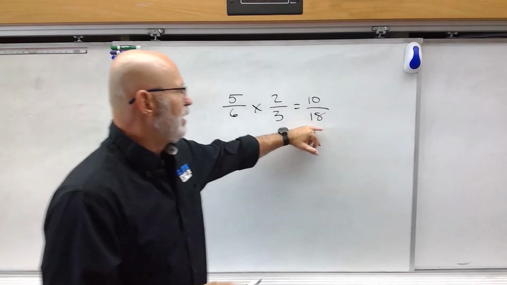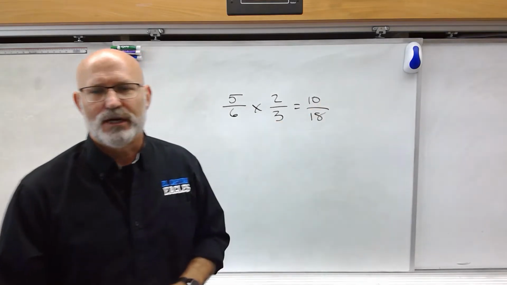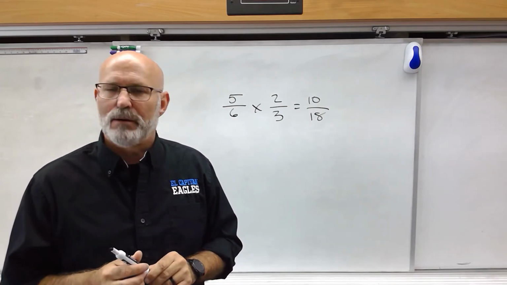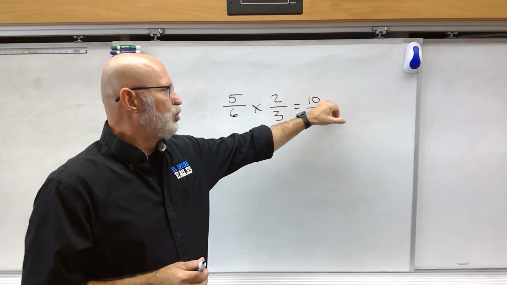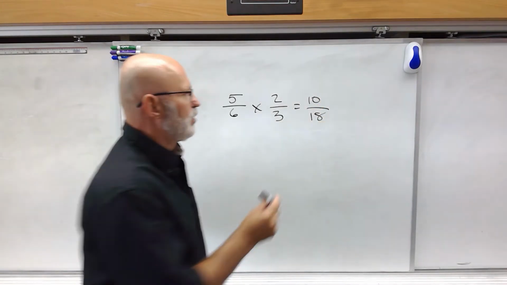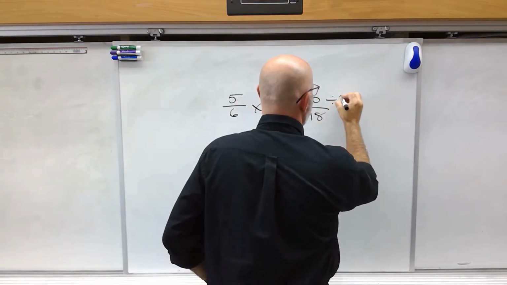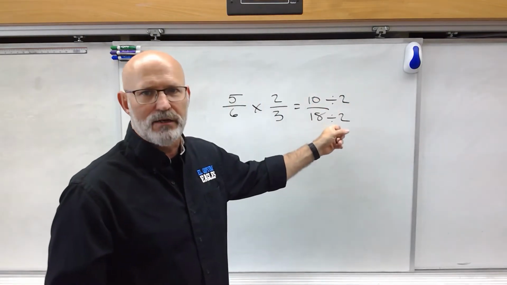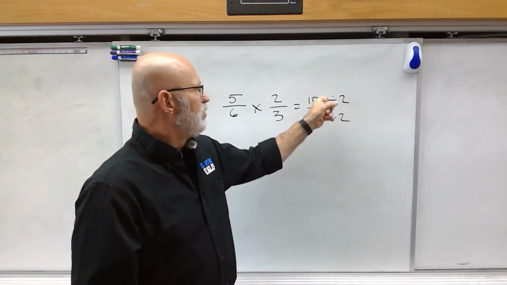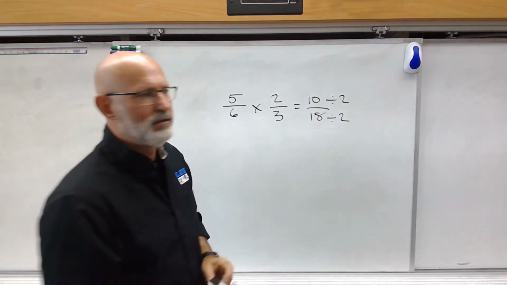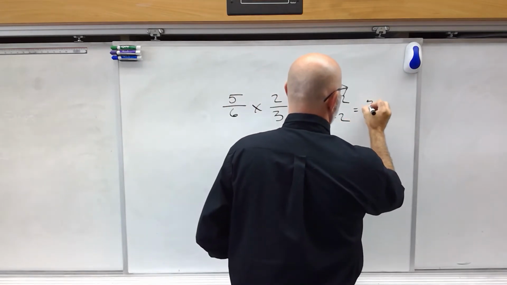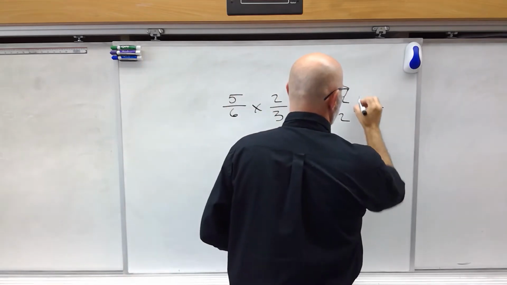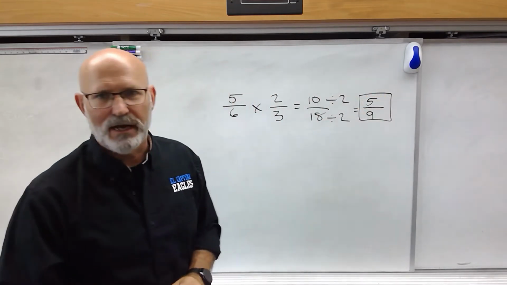No matter what you have, if you've got something that can go into both these, and just like I explained in a previous video about greatest common factor, I know that 2 will go into both these evenly. So I'm going to divide the top and the bottom by 2, because whatever you divide one by, you've got to divide the other one by. So 10 is divided by 2 5 times, and 18 is divided by 2 9 times. So my answer is 5/9.